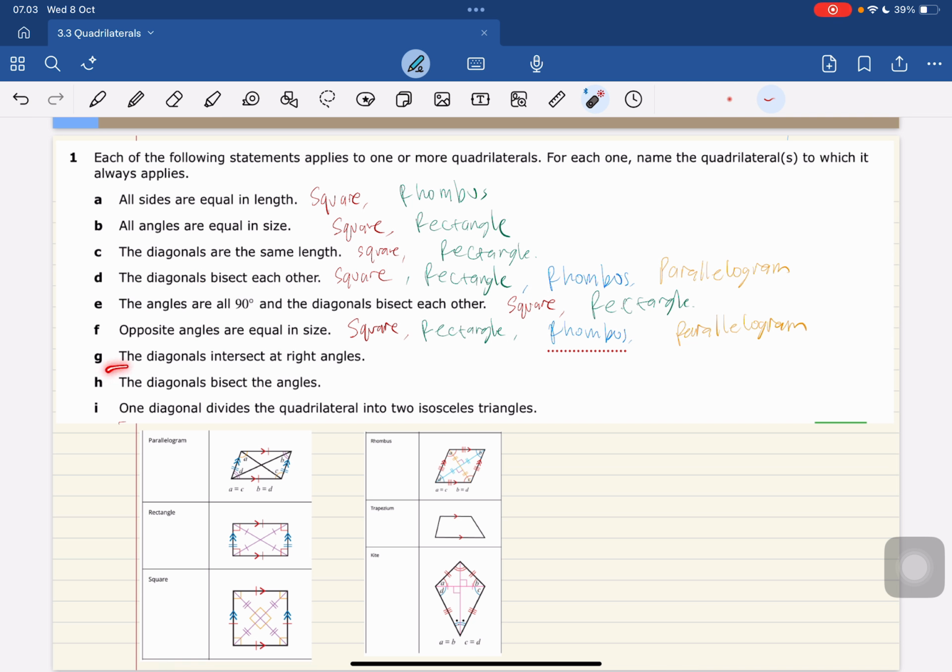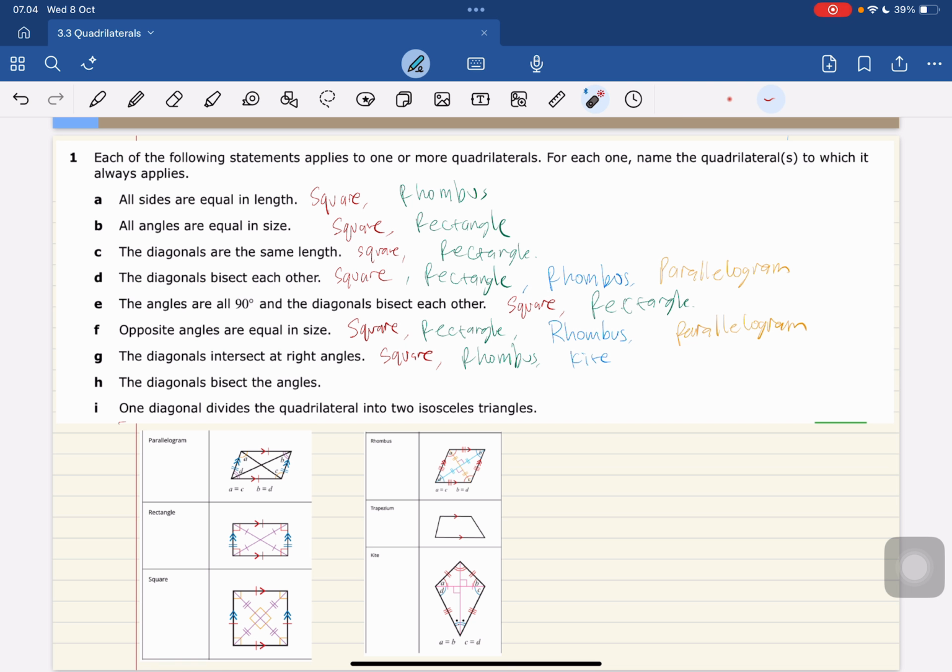Next question. The diagonals intersect at the right angle. So intersect at the right angle, diagonal. Okay, we got square, see the right angle, and then rhombus, right angle, and kite, right angle, only three. So first is square, second rhombus, and the last we got kite.